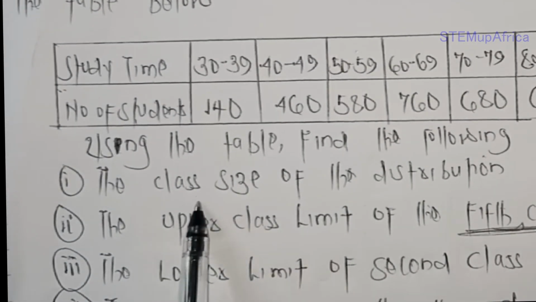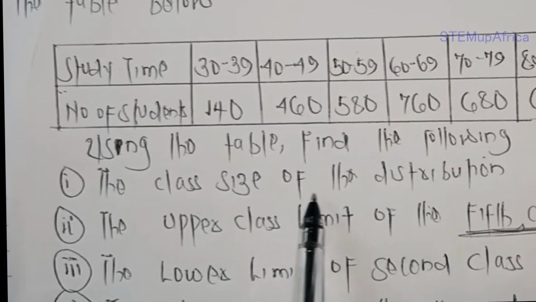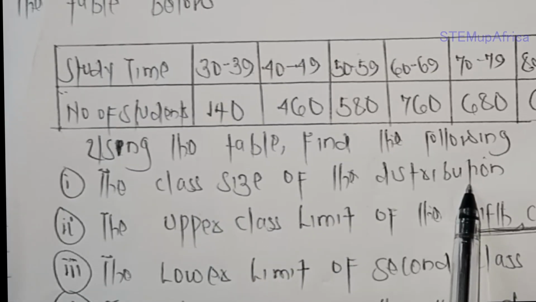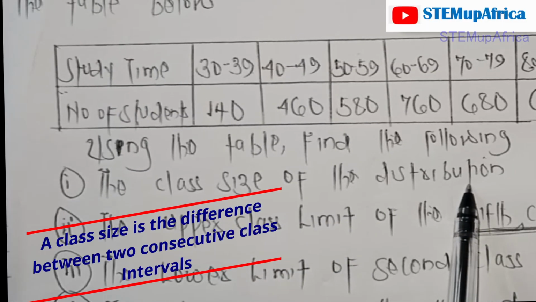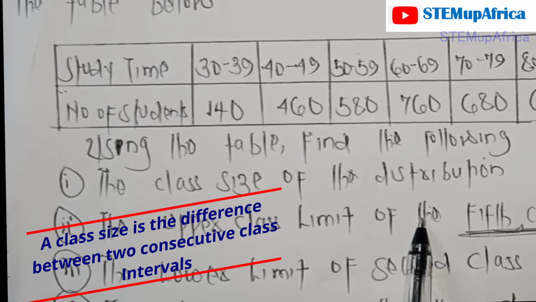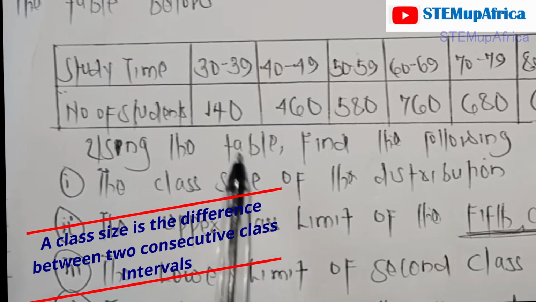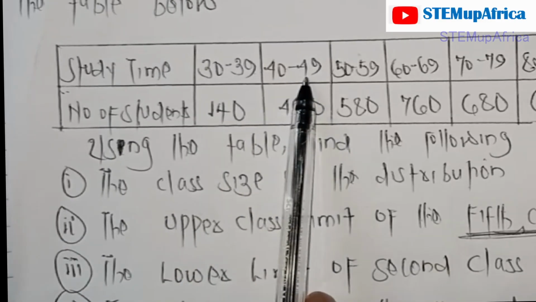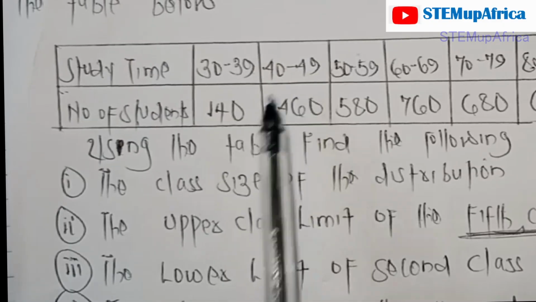Question 1 says we should find the class size of the distribution. So let's first of all understand what a class size is. A class size is the difference between 2 consecutive class intervals. This class interval and that class interval, they are consecutive. Why? They follow each other.